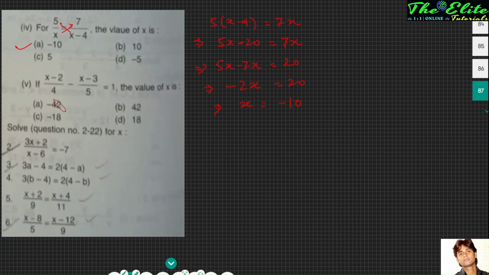Now in this scenario, if the question is like this, what are you going to do? You will solve this assuming this as a fraction with denominators 4 and 5. So we know that whenever we add or subtract fractions with different denominators, we find the LCM of the denominators and go further, right?